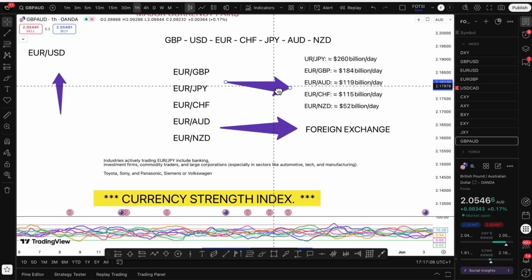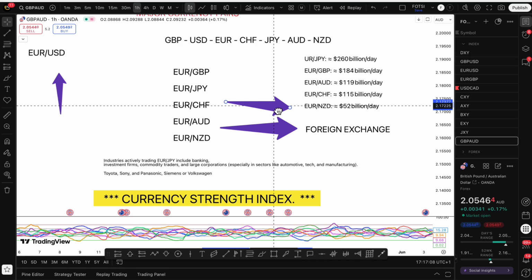Once you understand the currency strength index, you can have a bias. You can go into the market with a bias, and that will go a long way. You can then look for setups, and we will cover these in videos on strategies, but this is really going to help you lose a lot fewer trades and win a lot more trades.